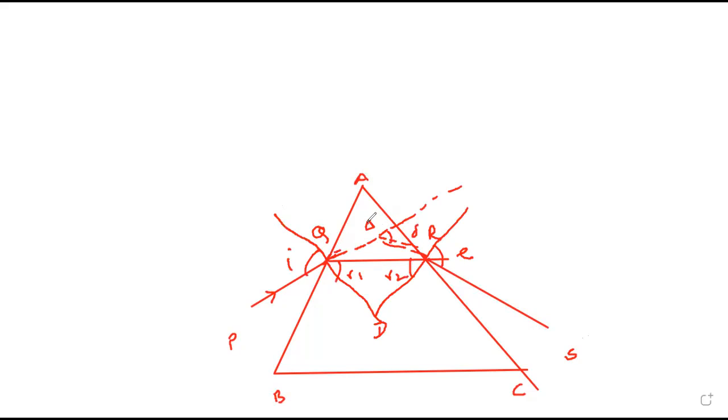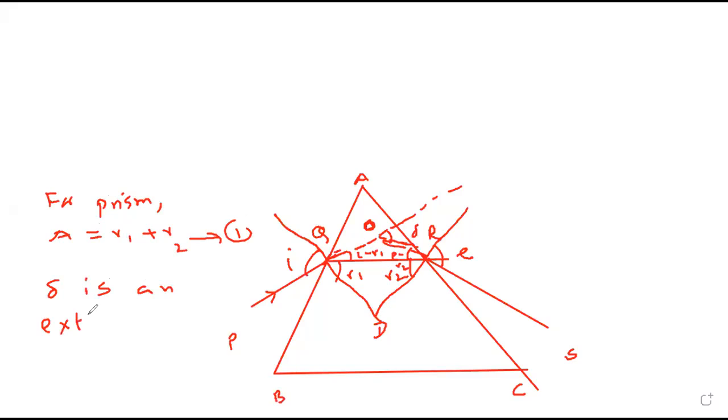This is delta, which is called the angle of deviation: angle I minus R1, E minus R2. So for the prism, just now I proved A is R1 plus R2. Delta is an exterior angle.